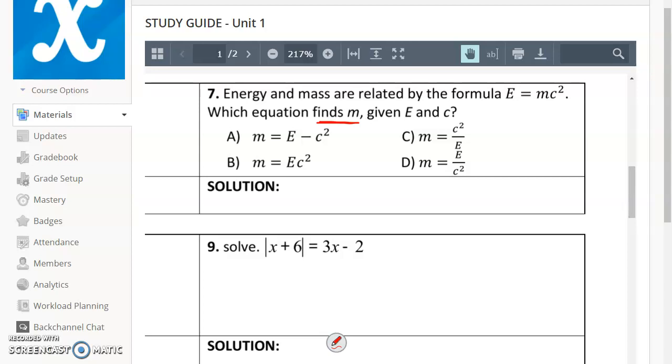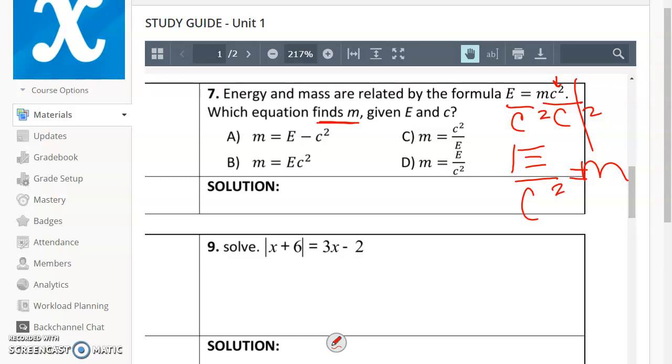So taking a look at it, I have this c squared here, because remember, I got to get m by itself. My m is being multiplied by c squared. So what's the opposite of multiplication? Division! Okay, so we're going to divide by c squared. And what we do to one side, we got to do to the other side. So, my c squareds cancel on my right-hand side, leaving me with m is equal to E over c squared.